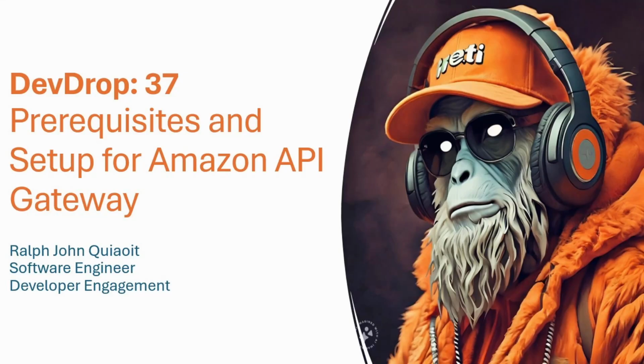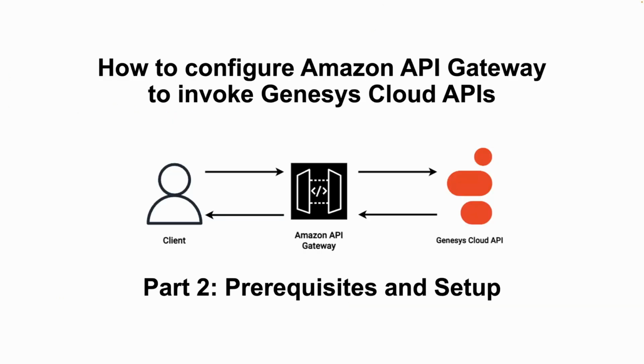Hello, everyone. I'm Ralph, a software engineer here at Genesys, and I would like to share in this DevDrop how to use an Amazon API gateway to invoke Genesys Cloud APIs. And this is part 2, Prerequisites and Setup.